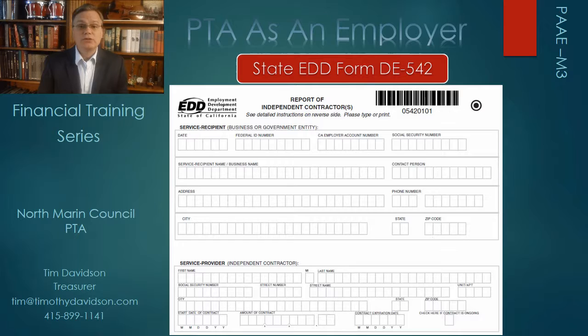Form DE 542 must be filed within 20 days of either paying or entering a contract with an independent contractor, whichever is earlier. Report each independent contractor once a year. Detailed instructions for completing the form are contained within the form.